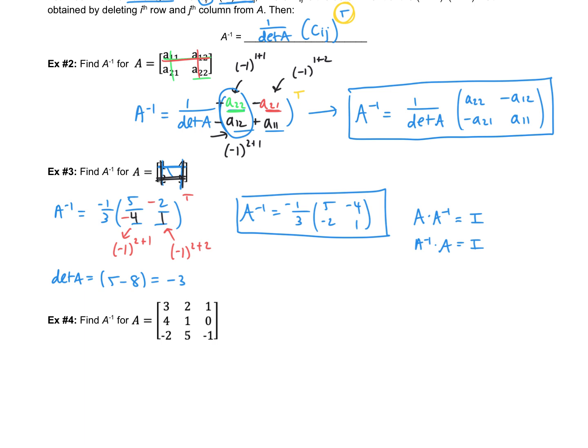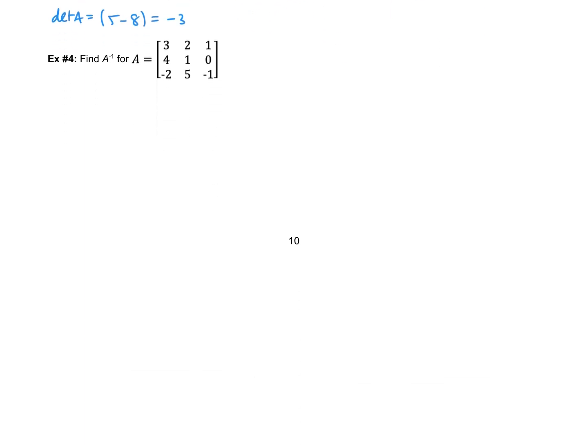Okay, so now let's get into what is certainly going to be a more complicated example, and that is finding the multiplicative inverse for a 3x3 matrix. So of course we're going to need to start with the determinant of A. For the determinant of A, which remember can also be written like this, we're going to need to start with one row or one column.